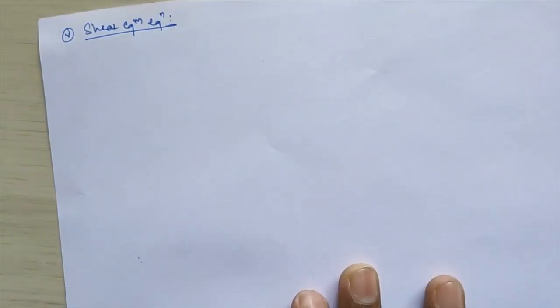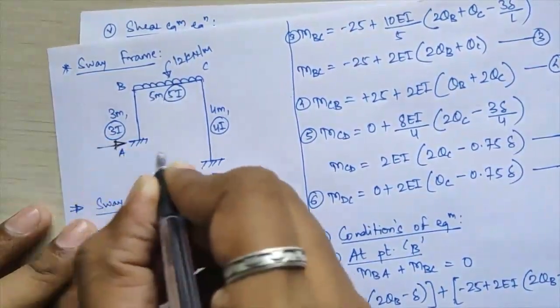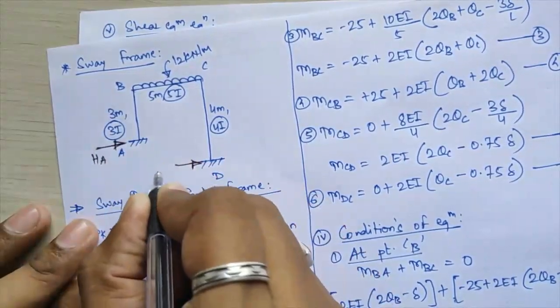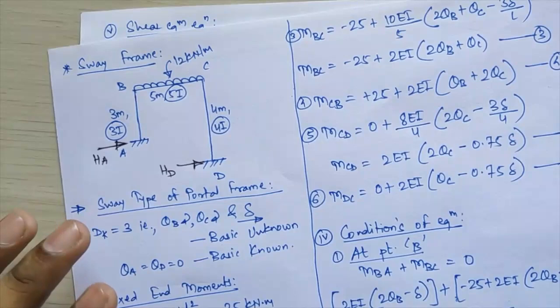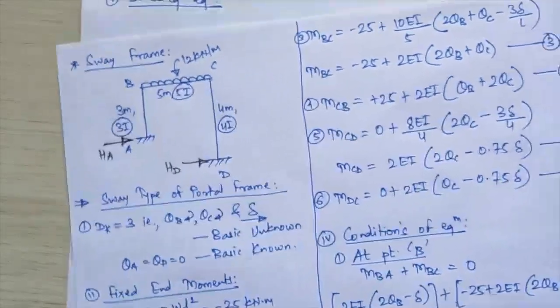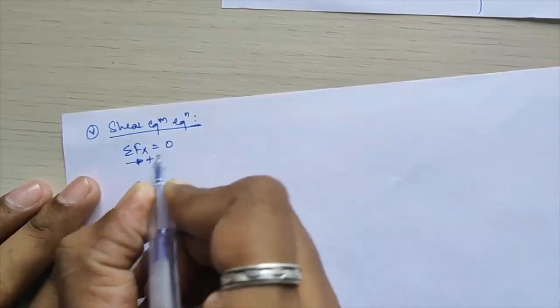Okay, for the shear equilibrium equation, what you have to do? Initially you have to consider the horizontal thrust acting at this point A and acting at this point D towards the rightward direction, as I have told you in your previous lecture. HA and HD, you have to assume towards the right. Okay, and you have to consider the column equilibrium for the shear equilibrium equation. Okay, so first what I'll do, I'll calculate the summation of Fx equation. Rightward forces positive is equal to 0.